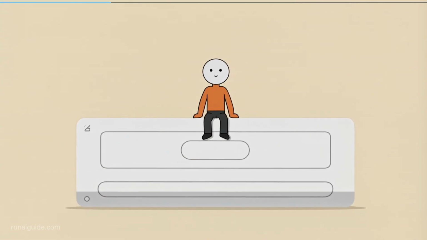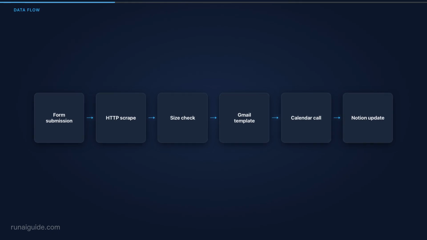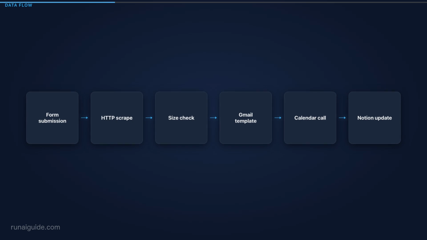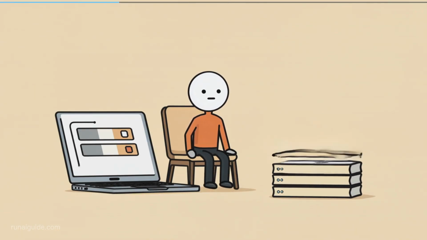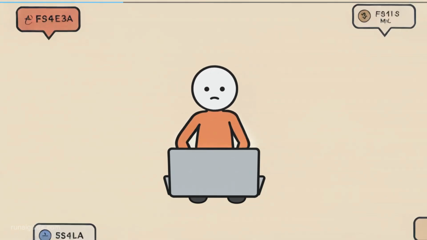Here's what a typical n8n client workflow looked like. Form submission triggers webhook → HTTP request scrapes LinkedIn → if node checks company size → Gmail node, sends personalized template → email monitor watches for keywords → Google Calendar, creates discovery call → Drive, creates project folders → Slack, notifies team → Notion, updates CRM status. Every arrow is a potential failure point requiring manual fixes.